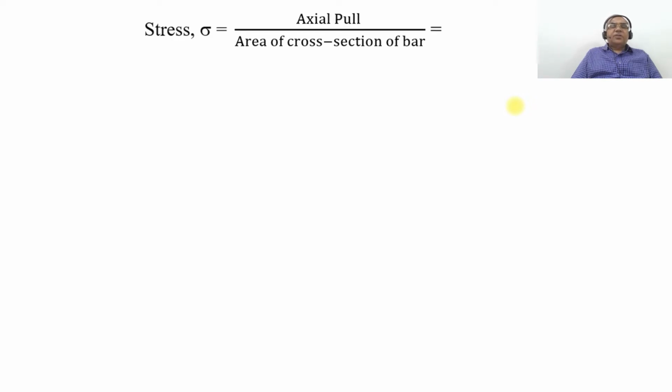So then what is the stress? Stress is nothing but load by area of cross section, which is axial pull by area of cross section of the bar, P by A. The load given is 15 kilonewton, so substitute the value of P as 15 into 10 to the power of 3, divided by the area of cross section of the bar, which is 150. By calculating this, you will get 100 Newton per mm square.